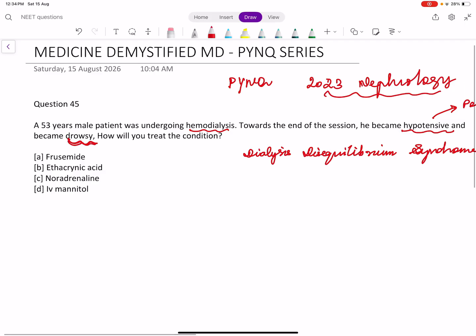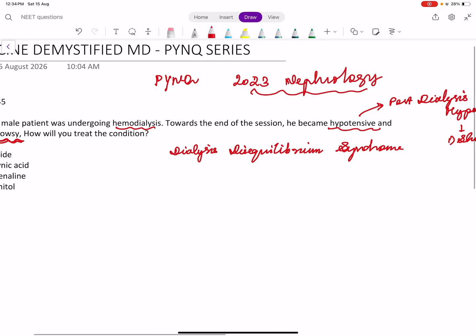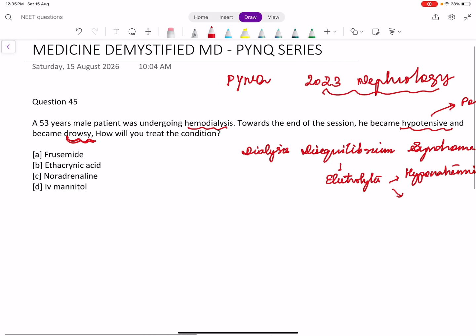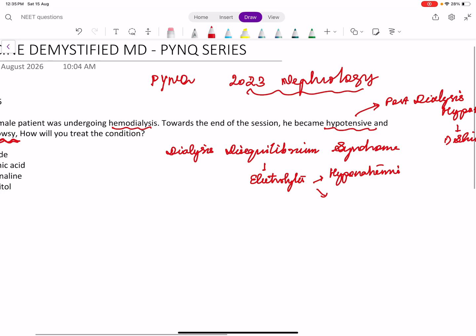Drowsy, sometimes they may have seizures, which means in addition to hypotension, in addition to water loss, there are also some changes in the electrolytes. Definitely electrolytes will be problematic because potassium is removed, bicarbonate is removed, sodium is removed. So there will be hyponatremia, hypokalemia, etc. All these things lead to behavioral changes, which is called dialysis disequilibrium syndrome.